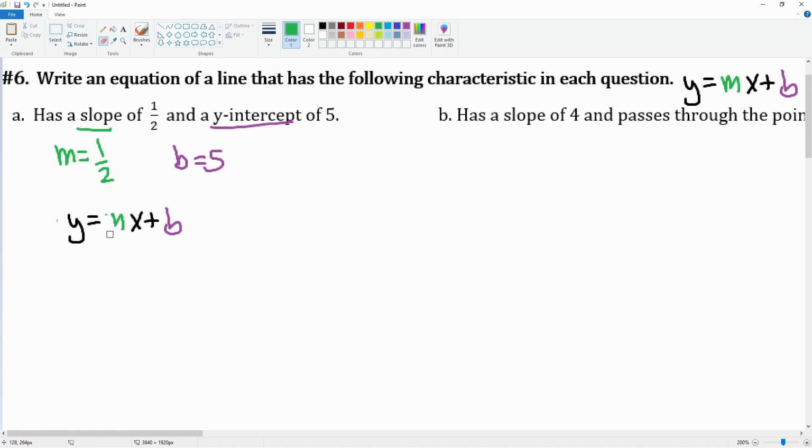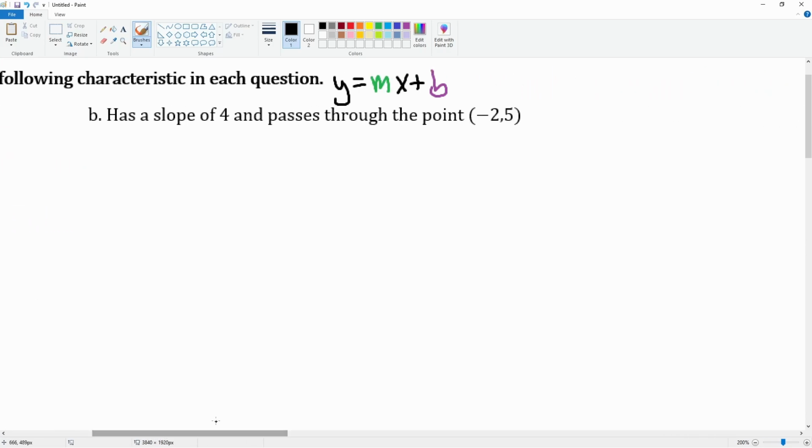So the slope is m. So we just take that out, write the slope of 1/2. We need b, which is 5. So we write the equation. So we write the value of 5. There you go. This would be the line right here. Y is equal to 1/2 x plus 5.